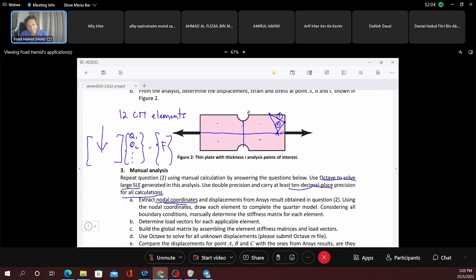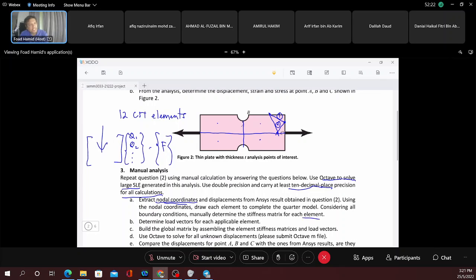Hopefully I have that in my video catalog. Otherwise you can find the coordinates for all the different elements. In our case, using the nodal coordinates, we are going to draw each element manually. Because we are going to determine the boundary condition manually, we determine the stiffness matrix for each element manually.